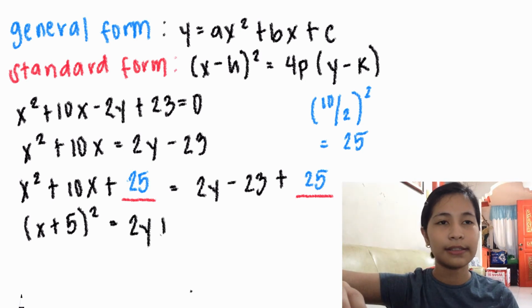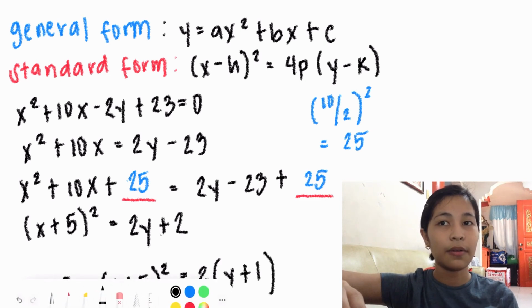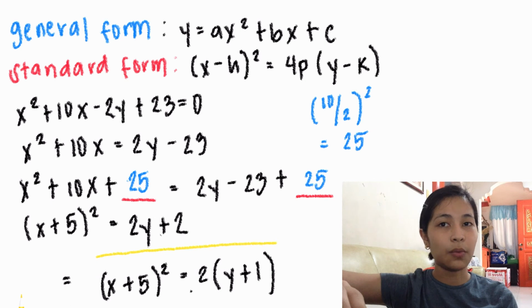Okay, now since it is a perfect square trinomial, it becomes the square of the binomial x plus the square root of 25, which is 5, raised to 2, equals, simplifying, 2y plus 2. And then we factor out the common factor, copy first the x plus 5 squared, equals 2 quantity y plus 1. So that is then the answer.